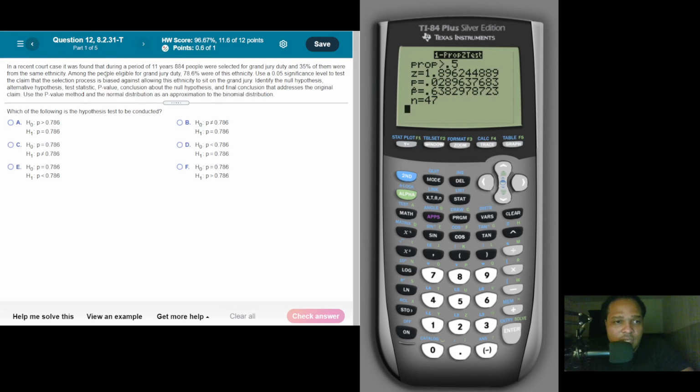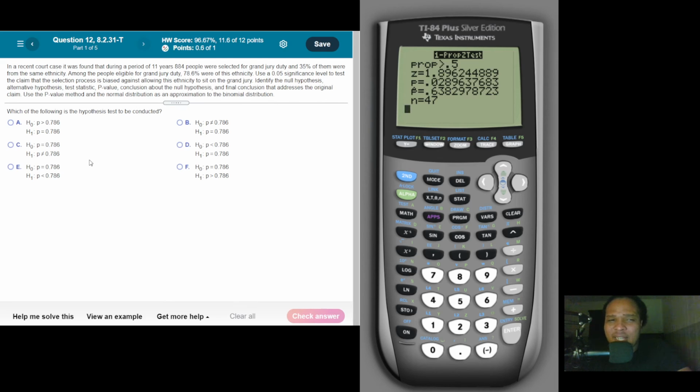Okay, let me see. They have 78.6 here in all of these solutions right here, so that has to be our claim number. There's no way it's not. So among... that's the claim is biased against. Now here's the thing. It says biased against. I thought biased against would mean that it's different. So we're gonna have an H0 with an equal to sign, that's for sure. So it's either gonna be C, E, or F, right?